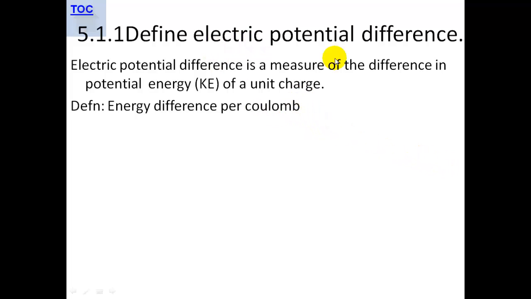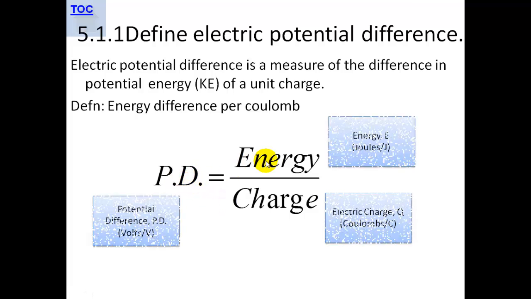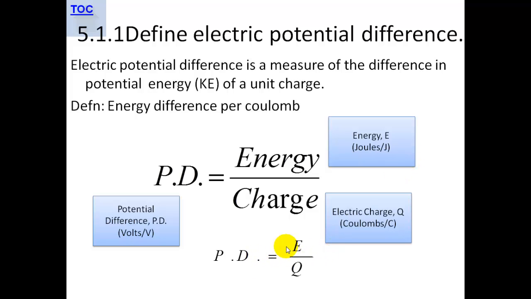Define electric potential difference. Now, the electric potential difference is a measurement of the difference of potential energy, or kinetic energy also, of a single unit charge. So it's basically the energy difference per coulomb, per unit charge. And this is the way we express it. PD is the potential difference, energy is the energy in joules, and charge is the charge in coulombs. So the voltage or potential difference is the energy divided by the charge, or E over Q.